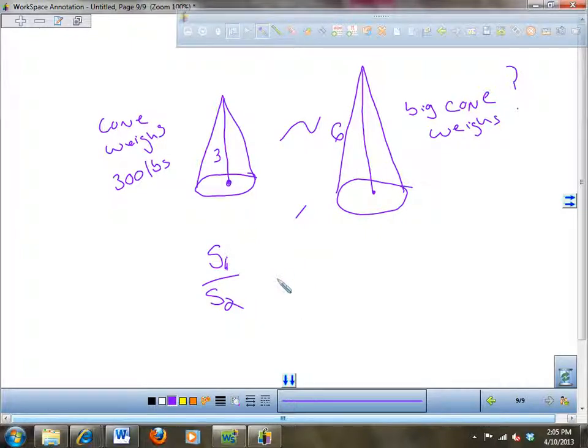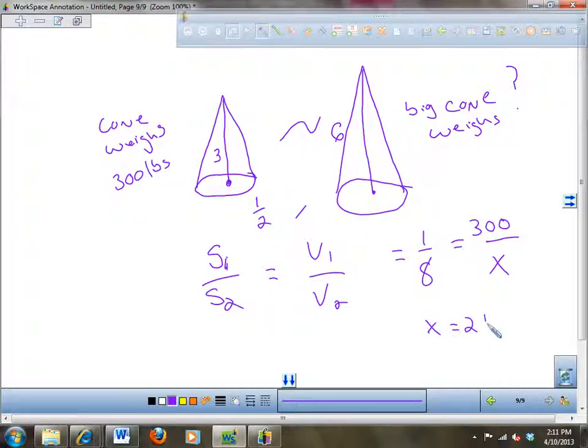Okay. So what's the ratio of volume 1 to volume 2? If this is 1 to 2, what's the ratio of the volumes? 1 to 8, right? You just cube it. And so if this cone weighs 300 pounds, how much does the big cone weigh? You just set it up like that, right? So 8 times as much, so it would weigh 2,400 pounds. Do you understand that?